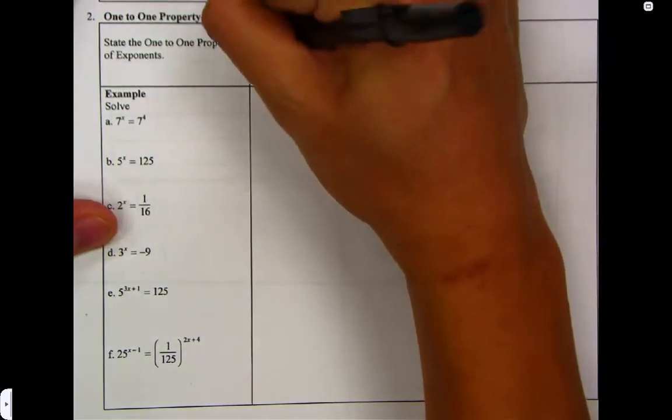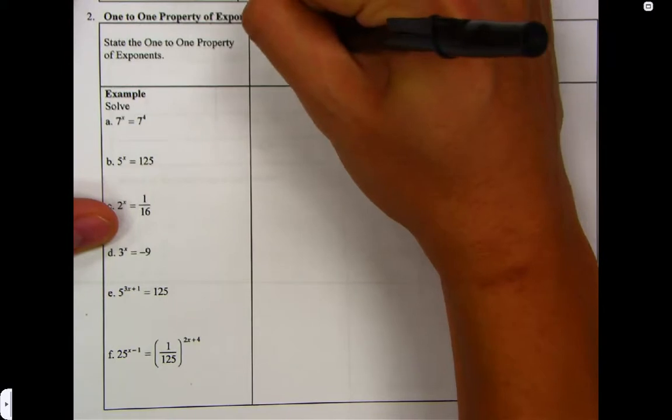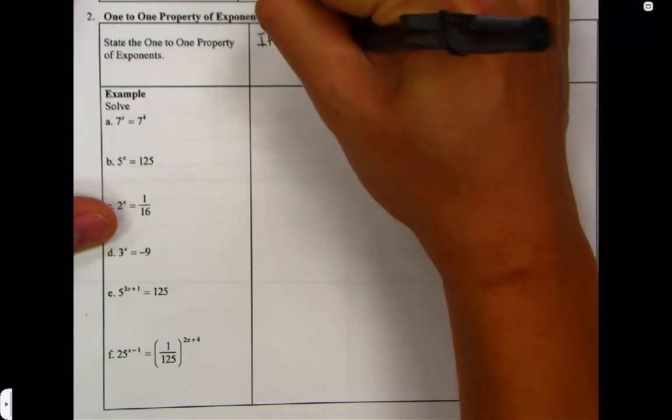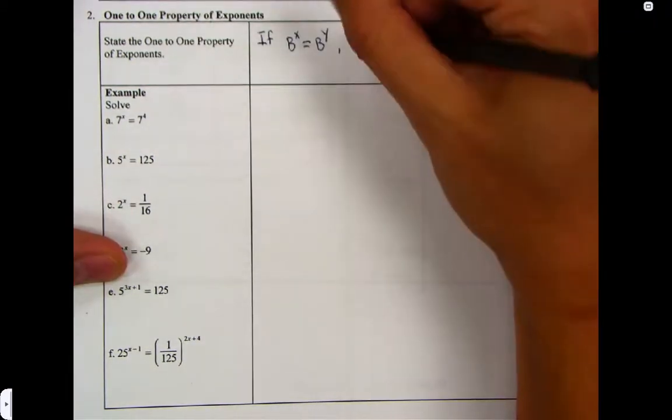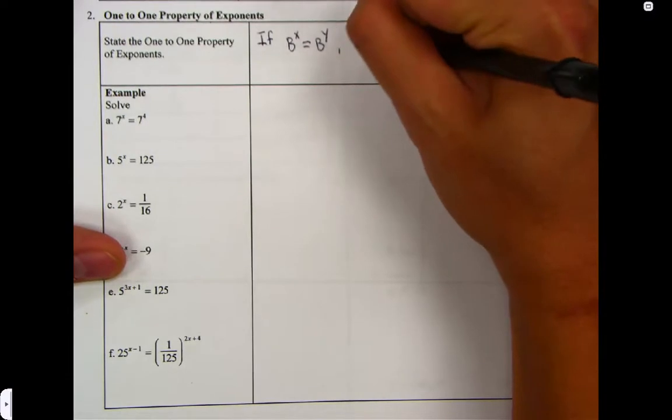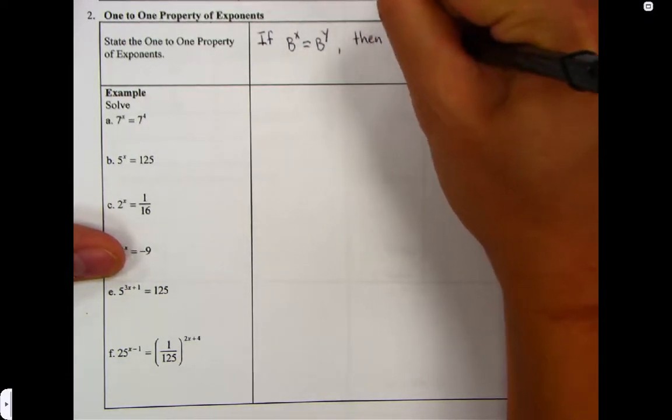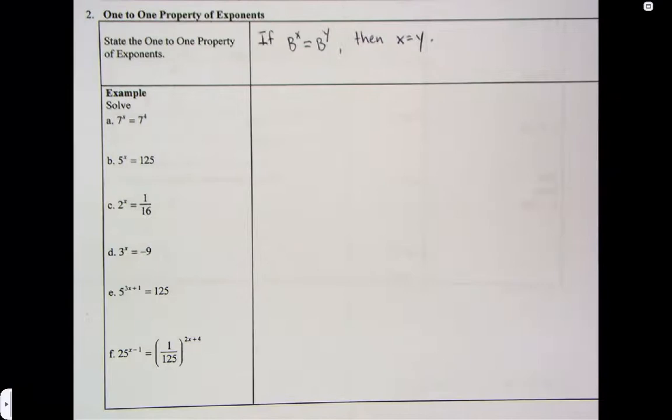If you have b to the x is equal to b to the y, if the bases are the same and they're equal, then that means the exponents have to be equal. Then x equals y. Okay, so today we're going to learn that if the bases are the same, then the exponents are equal.